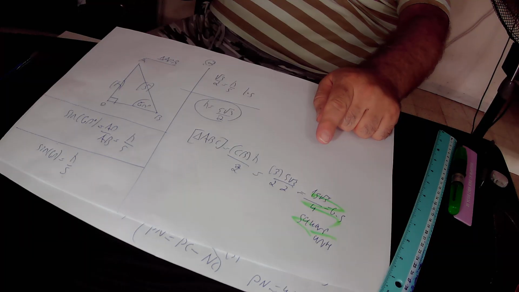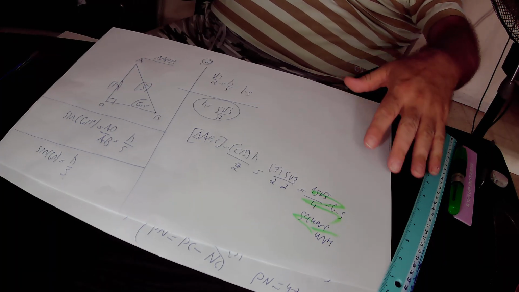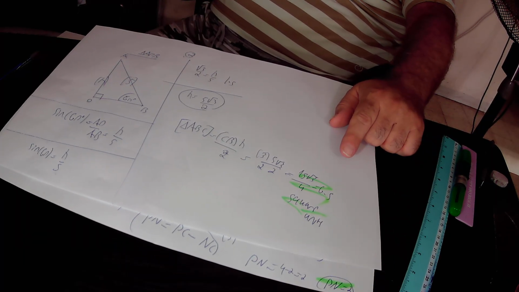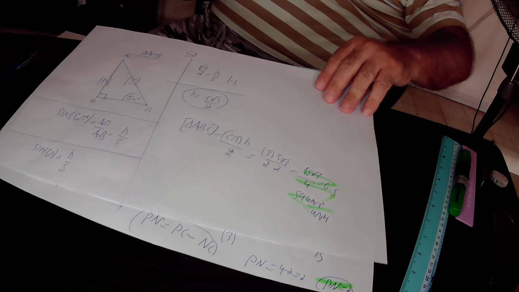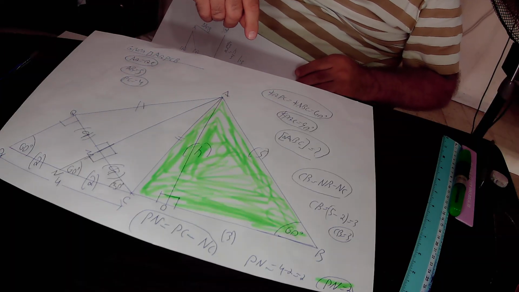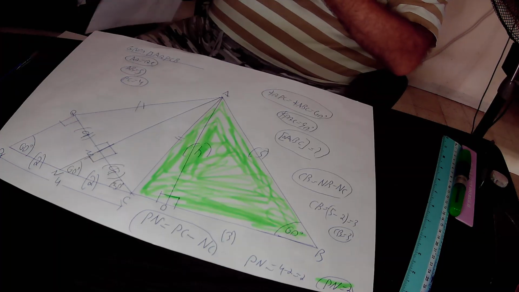So in total, we found that the area of the triangle ABC equals 15 times square root of 3 over 4 square units in its size. So in terms of numbers, the area of the triangle ABC is equal to 6.5 square units in its size. So I'm finishing the first question.